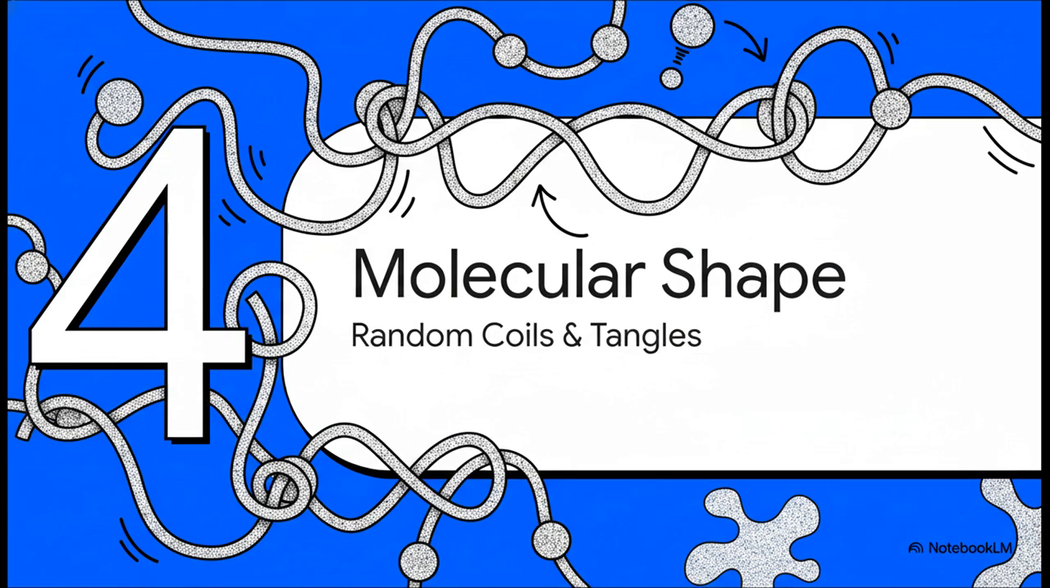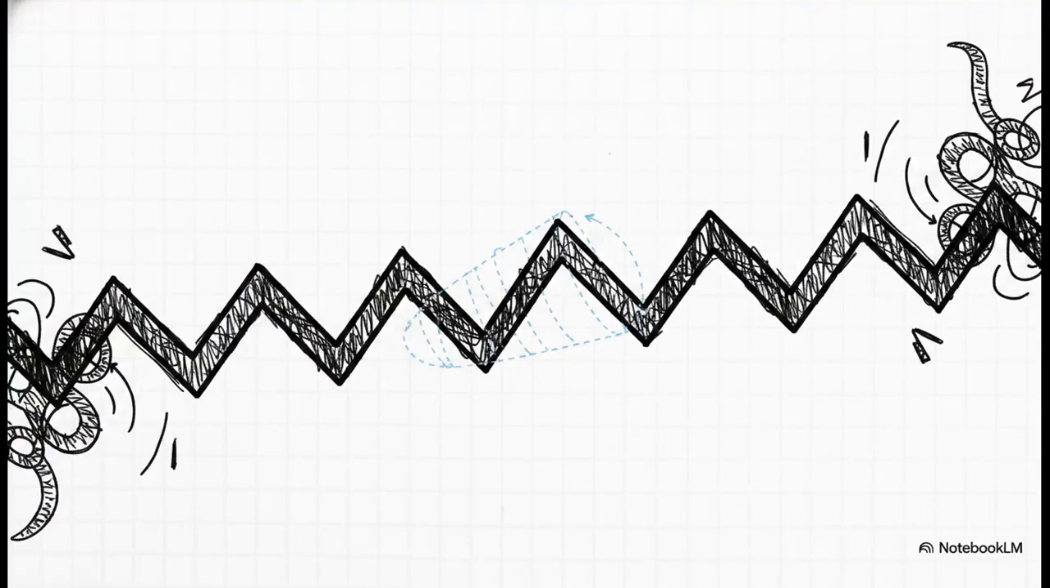Section 4. Molecular shape and tangles. On paper, we usually just draw these things as straight lines, but the 3D reality is beautifully chaotic. Instead of stiff, straight rods, the single carbon bonds actually allow for continuous rotation. The carbon atoms form a zigzag pattern at roughly a 109-degree angle. Because these bonds can rotate and bend in 3D space in a sort of cone shape, the resulting backbone is constantly bending, coiling, and kinking all over the place.